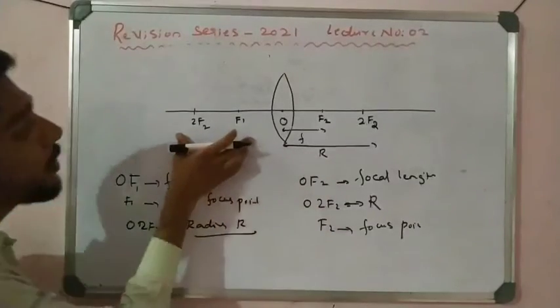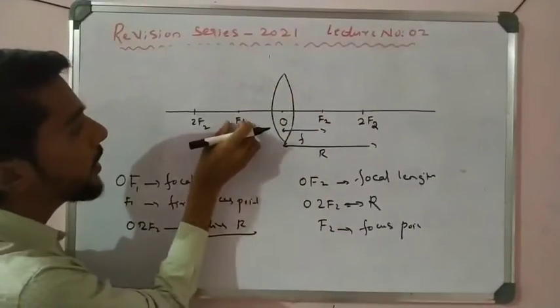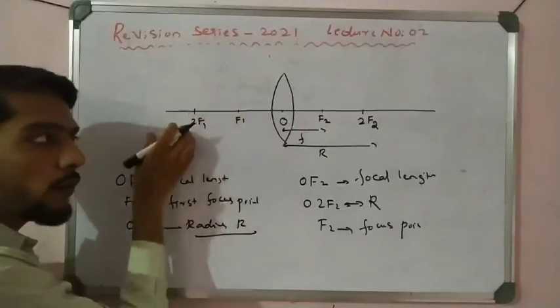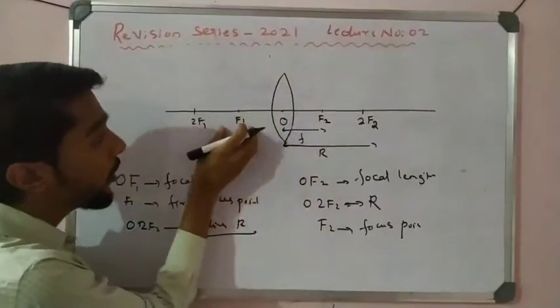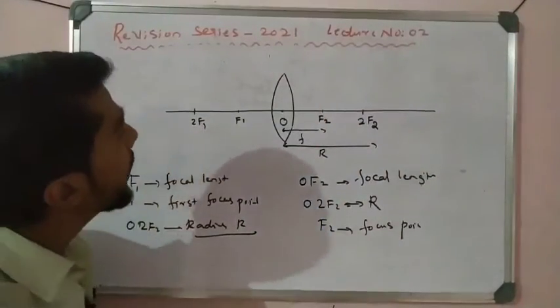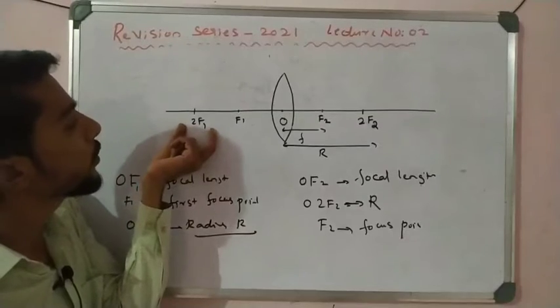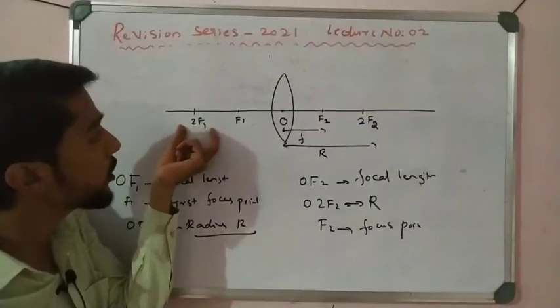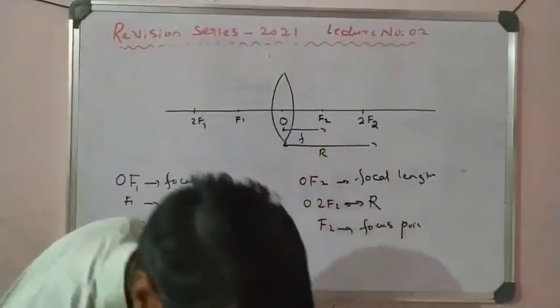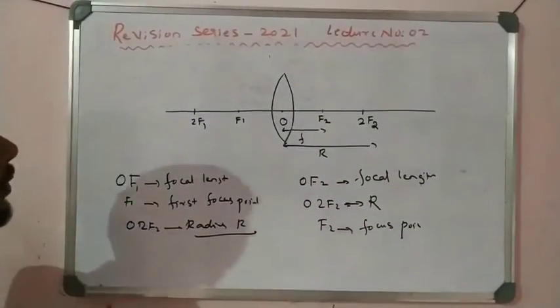So this is what we learn for a lens. On the left side F1, 2F1. On the right side F2, 2F2. That is very important. Two times the focal length is actually the radius of curvature. You have to remember all these points here.